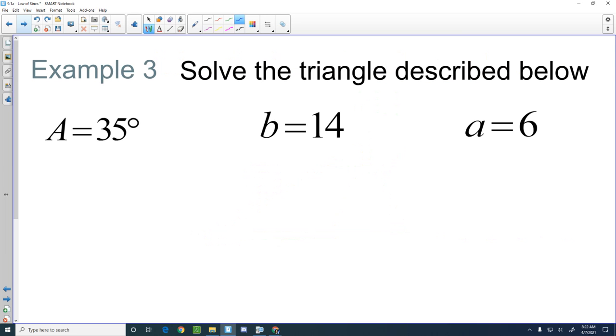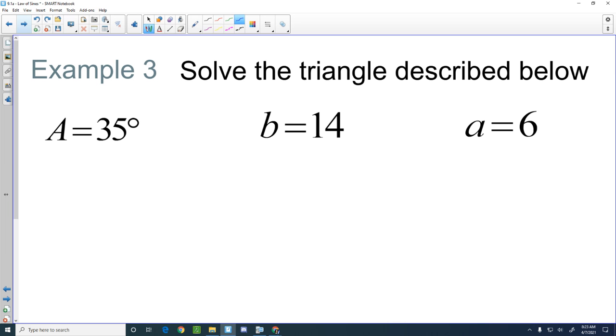Hey, look at this. It's a word problem-ish. Not really. All right, so now I'm just giving you these values with their labels, A, B, and C, or just A and B in this case. And we had to solve the triangle. We need to find angle B, angle C, and side C. But there is no diagram here, so we're going to have to create the diagram ourselves.